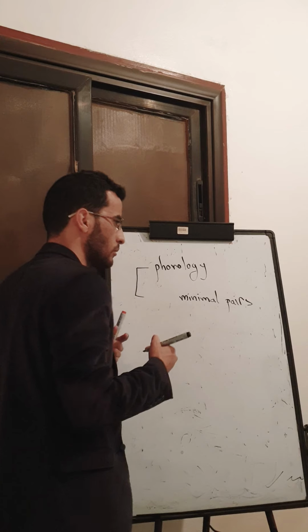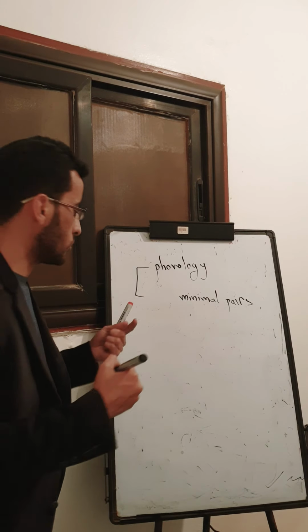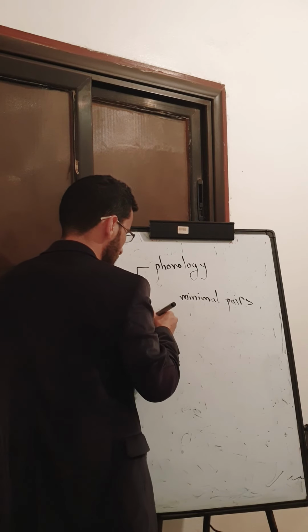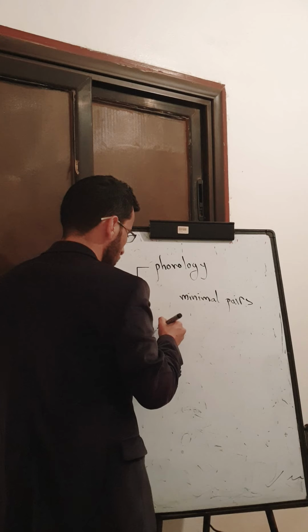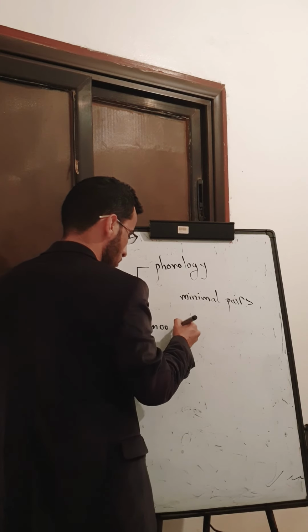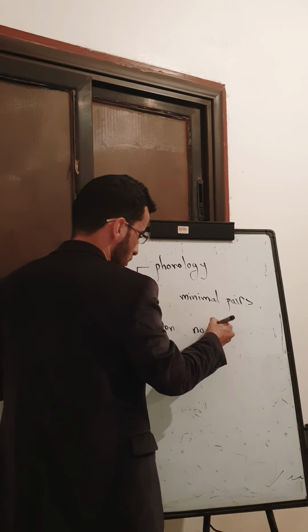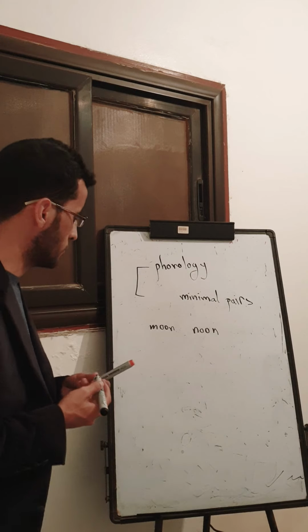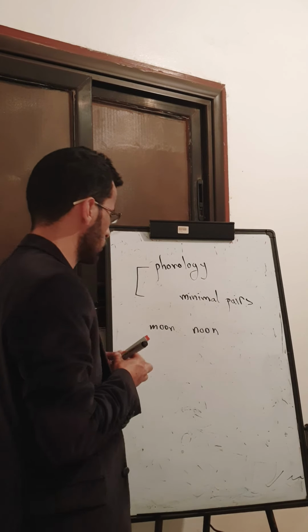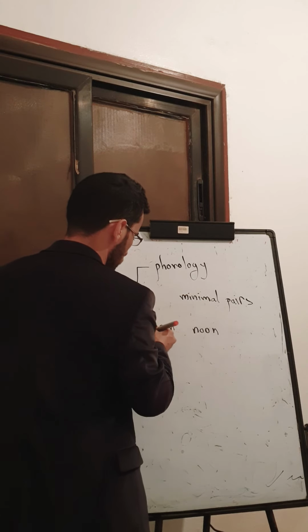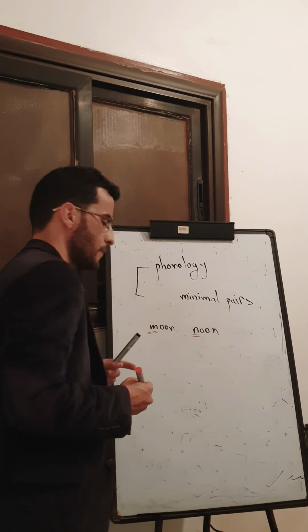For example, what is? Two words. For example, moon and noon. What's the difference between moon and noon? Noon and moon, a huge difference.